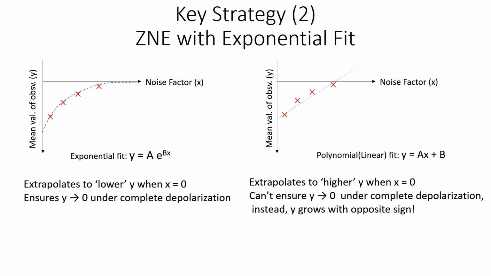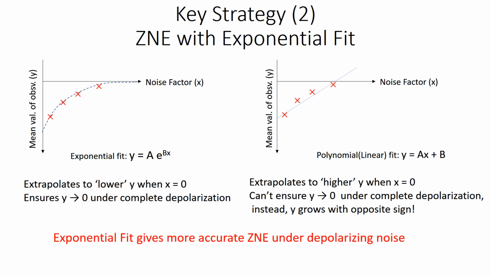This is in contrast with the case of polynomial fit, as shown here as a linear curve fit function, which tends to extrapolate y to a higher value, and in this case it doesn't really ensure that y approaches zero under complete depolarization, and instead what we see here is that y may grow with the opposite sign. And I should point out that the exponential fit was really critical to further lower the ground state energy closer to the correct value.